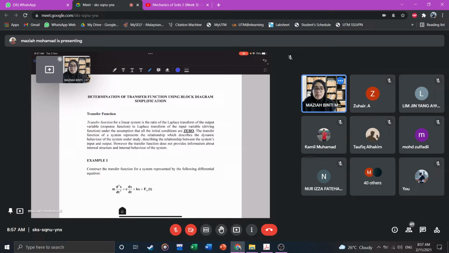Basically, for a transfer function, we use the Laplace transformation method, considering the initial condition equal to 0, and then we solve the equation. We get the solution, meaning you're going to solve all the parameters there using the partial fraction method.